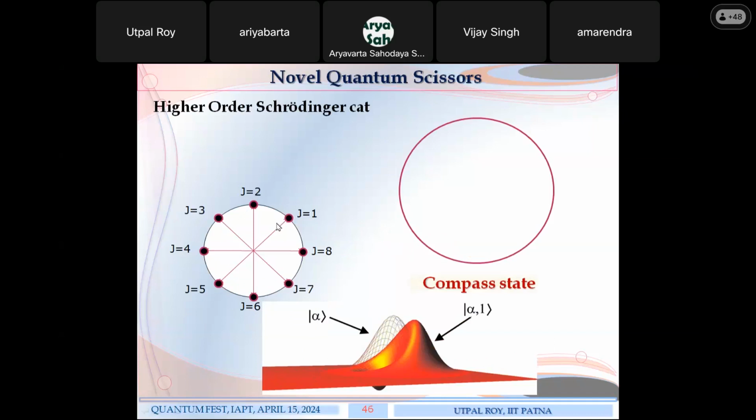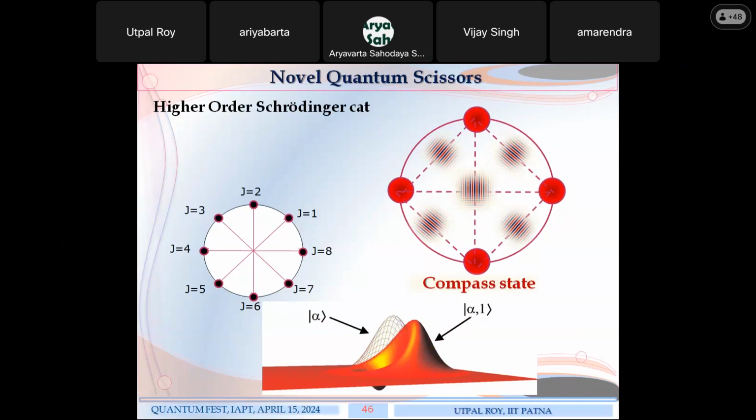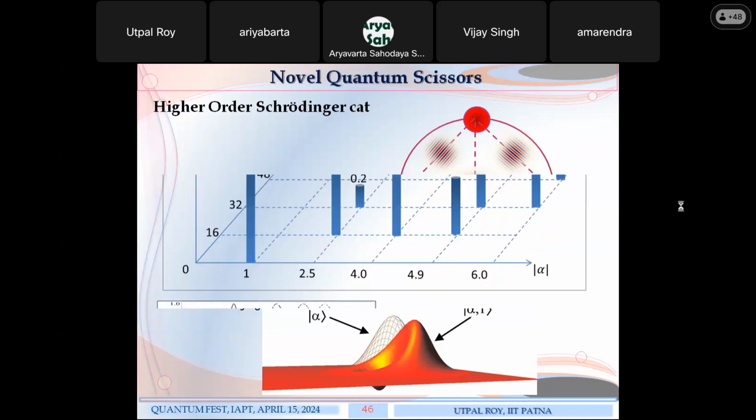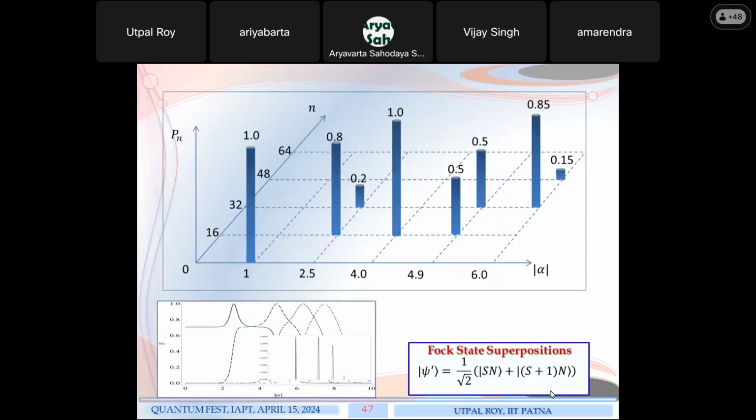So this is the kind of situation where these black circles are, say, coherent states. So with this many coherent states, if you have four of them like this, then you have a superposition of these and also a superposition of the diagonal ones that I have already shown. These kinds of situations are called compass states. But if you go to higher order, then you have these situations, and this situation can be engineered to have a quantum scissor. So if you have a quantum scissor, you see very novel superposition states can be obtained.